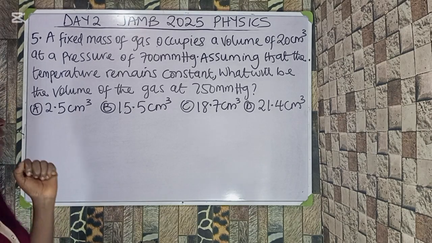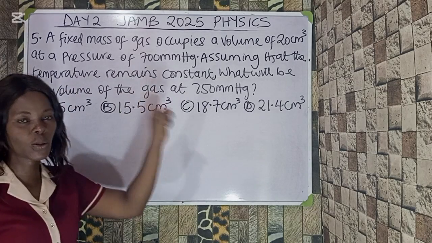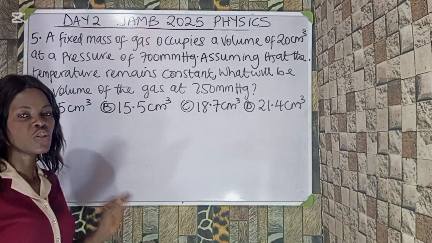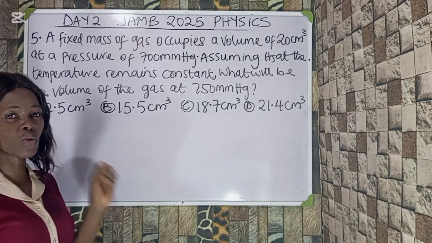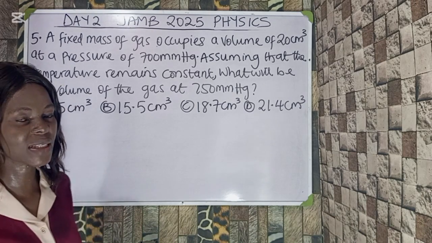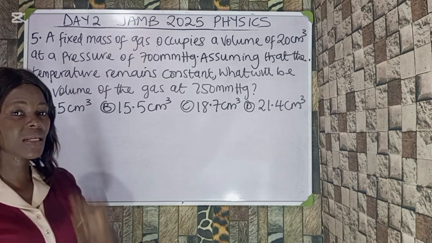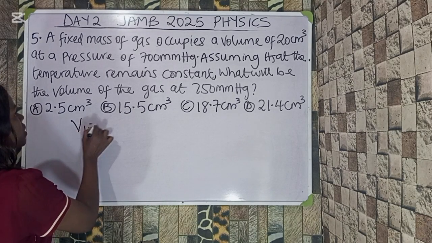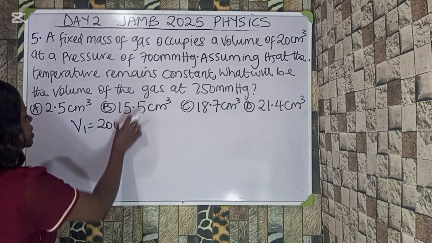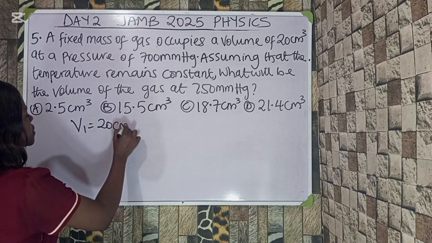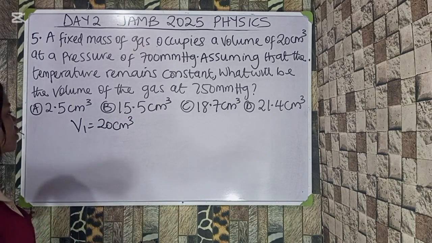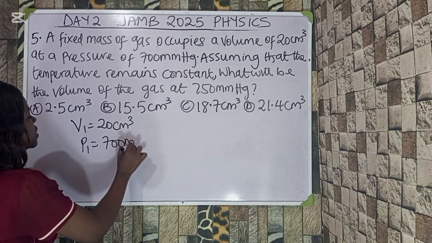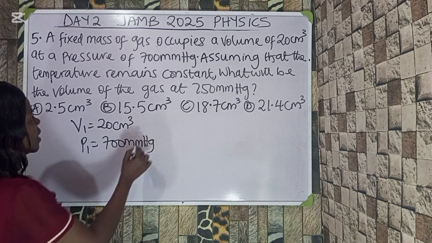One thing that will come to your mind is they said that temperature remains what? Constant. So which law are we going to use? The law we are talking about in this context is Boyle's law. Hope that is clear. So the first step is for us to state our parameters. The volume V1 is giving us 20 centimeter cube, okay? And the pressure, which is P1, is giving us 700 millimeter mercury, right?